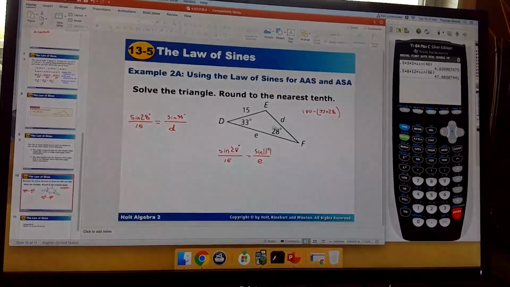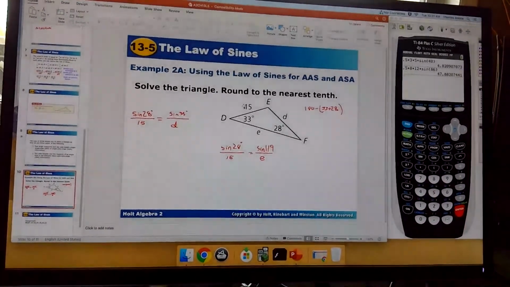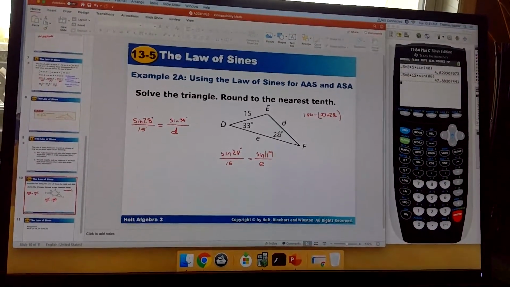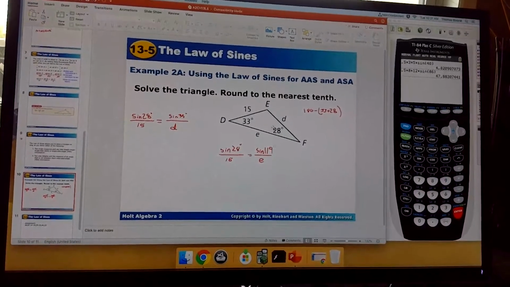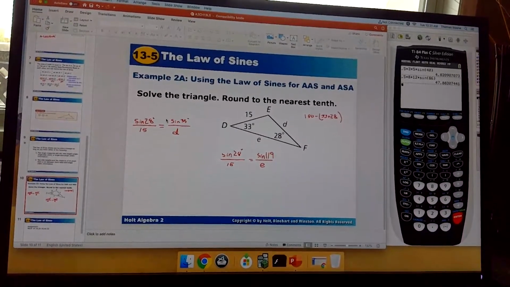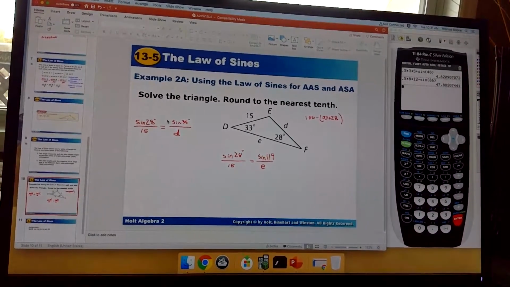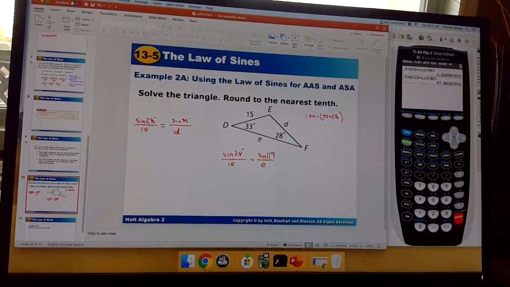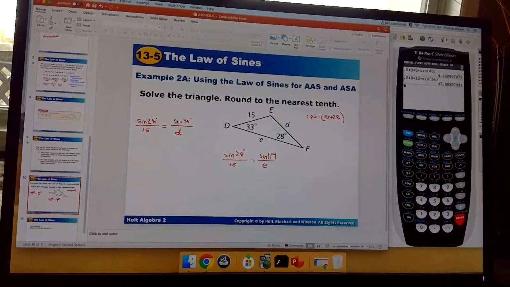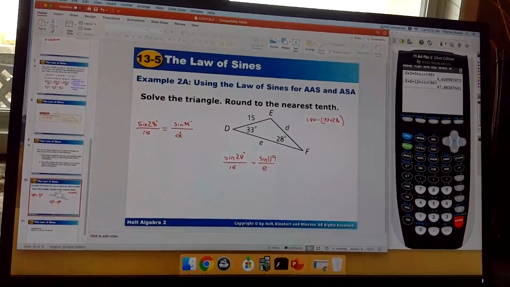What you want to look for is an angle and the side across from it that you know. We have to know that pair. So we're going to set up that ratio: sine of 28 divided by the side it's across from, 15. That should be equal to any other sine of angle divided by the side it's across from. So let's just solve for D first here. We're going to take the sine of 33 over D. So be consistent: angles up top, sides on the bottom.